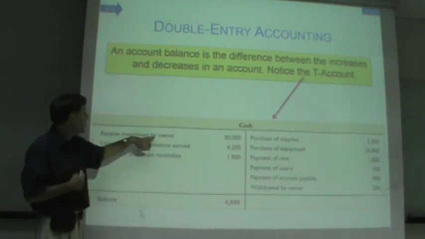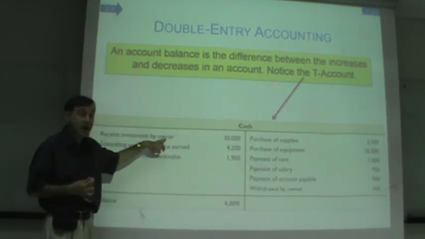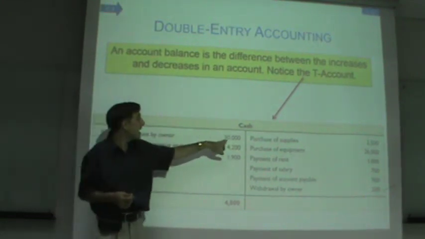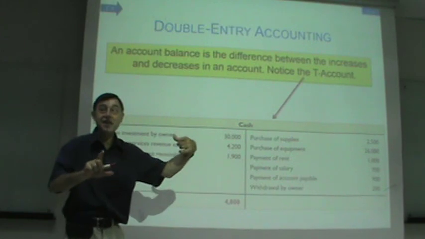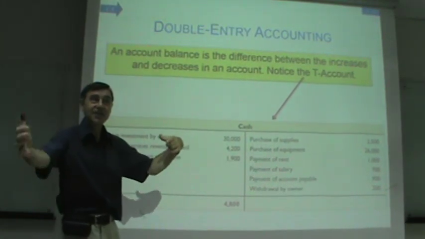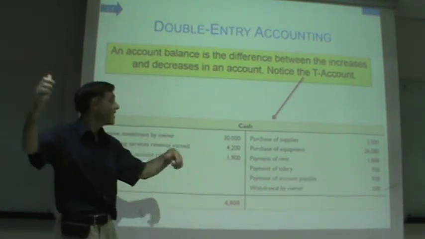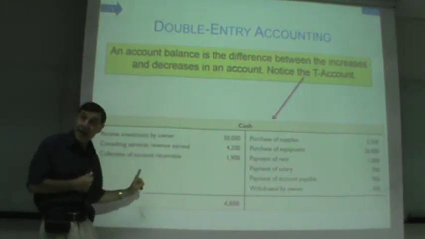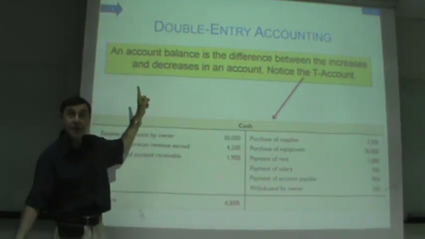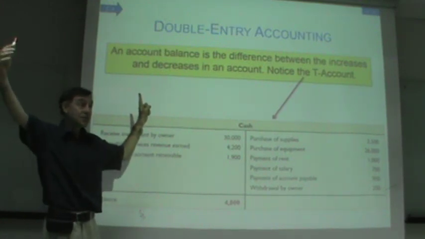So you receive investment by owner, okay? So it becomes debit cash 30,000. This will mean credit capital 30,000, okay? That's why you always want to pair it up if you can with cash. So debit cash 30,000, credit capital 30,000.